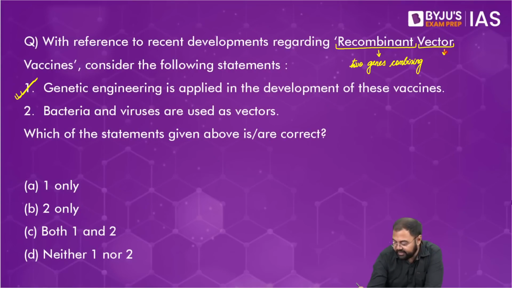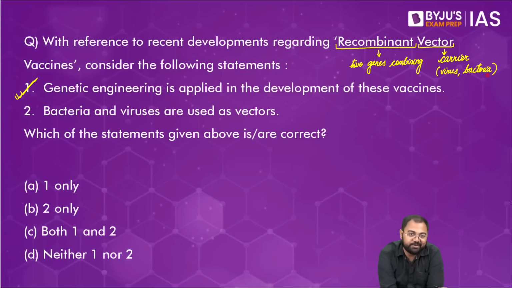Now, what is a vector? That also we had discussed in recombinant DNA technology itself. Yes, the carrier, correct? And what did we study about the carrier? Who can be the carrier? We had discussed that either the carrier is a virus or the carrier is bacteria, right? It could be virus, it could be bacteria, correct?